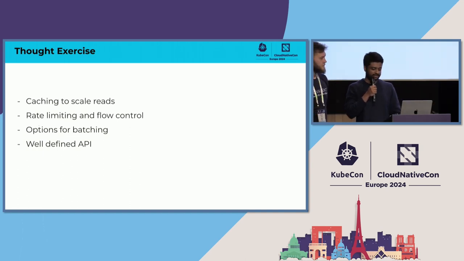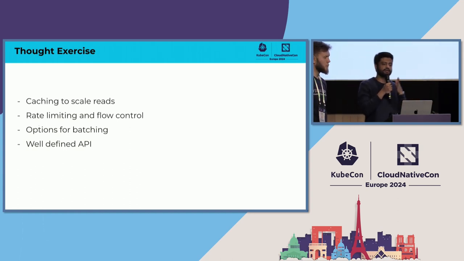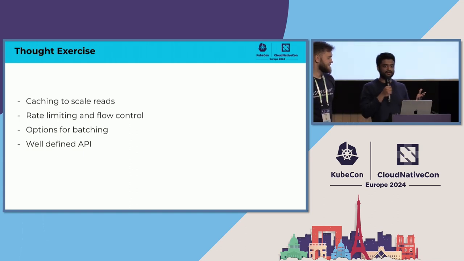So as a thought exercise, let's say you want to improve this situation, right? So what can we do? Maybe we can introduce a caching layer in front of your etcd cluster so that we can scale our read performance without having to take a hit on your write performance. Or maybe we can introduce a proxy that does some rate limiting before you send requests to your kvstore. So does anyone know of a component that already does this? A component that we are already quite familiar with and use every day? Any guesses?